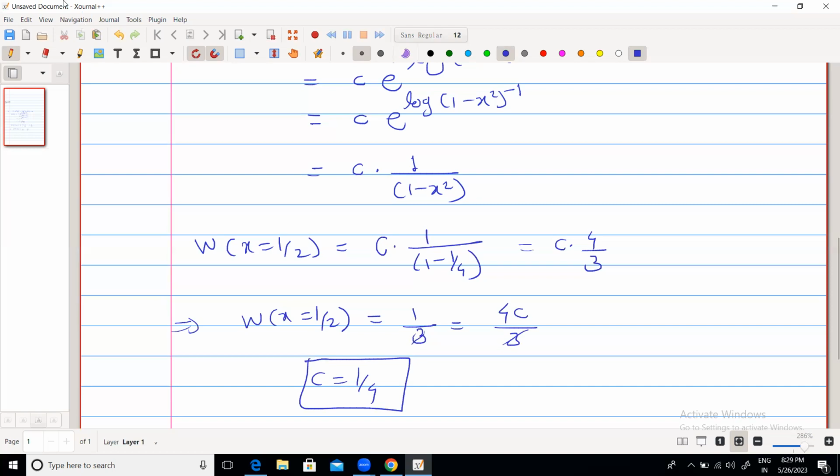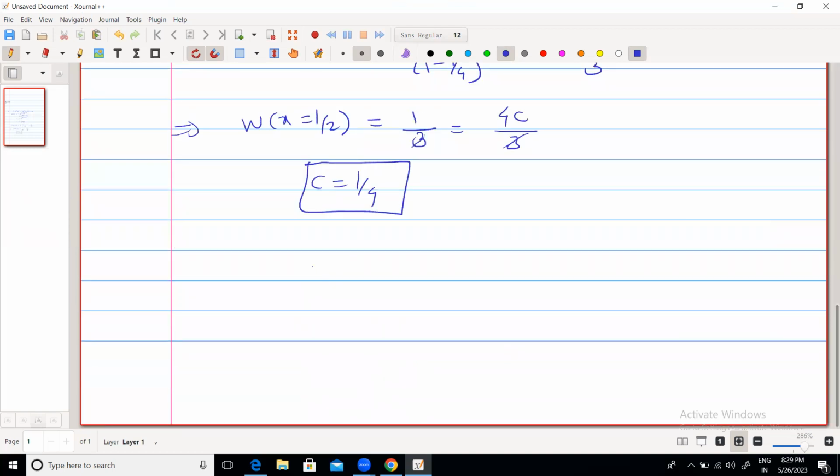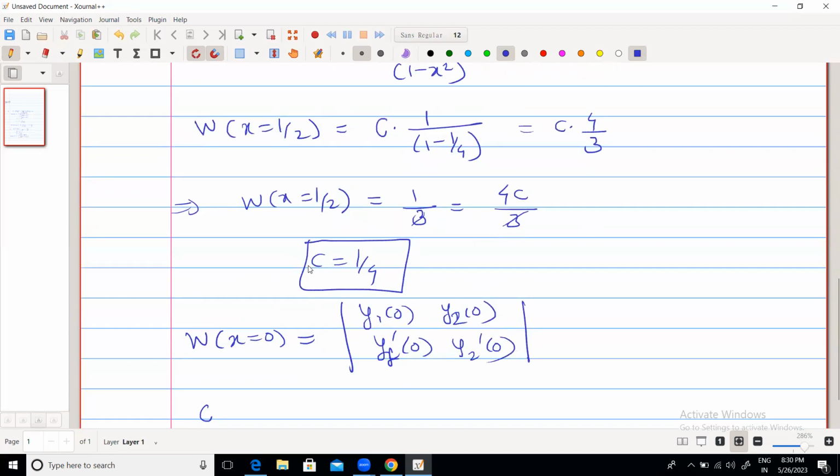Okay, so Wronskian at x is equal to 0, by definition it is the determinant of y1 of 0, y2 of 0, y1 dash of 0, y2 dash of 0. Now, by Abel's formula, this is c times 1 upon 1 minus 0, that is c.